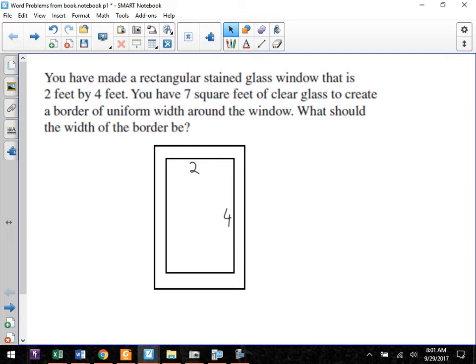Now, if it's a border of uniform width, that means that all of this value here is the same as this value here, correct? Well, let's call that value x. Which means this down here is x, here is x, x, x. I just labeled it so we know where x is.